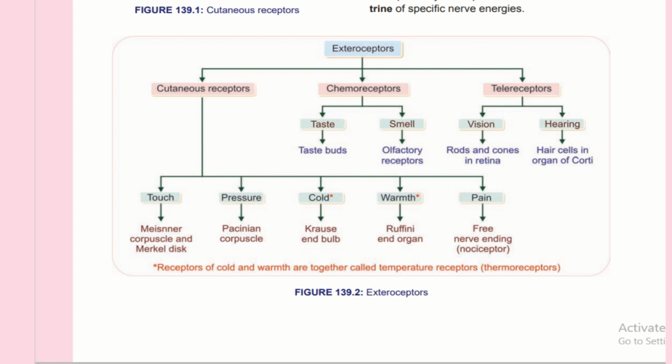Then we have cutaneous receptors, which include touch, pressure, cold, warmth, and pain. Touch is felt by the Meissner's corpuscles and Merkel discs. Pacinian corpuscles are responsible for pressure, cold by Krause's end bulb, warmth by Ruffini end organs, and pain by free nerve endings or nociceptors. Receptors of cold and warmth are together known as thermoreceptors, which means they control the temperature of the body.